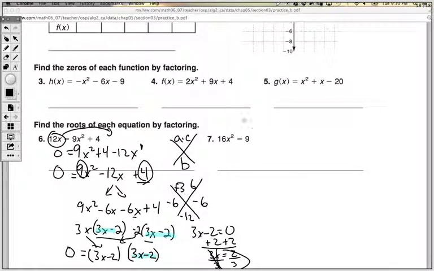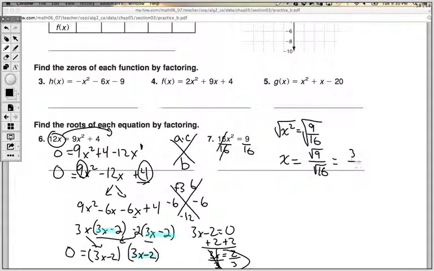All right, now this one, I'm going to cheat. I'm really going to cheat. I'm not going to do the perfect square thing here. I'm going to just say, let's divide by 16. Then I would have x squared equals 9 over 16. I'm going to square root that. And I'll say x equals, well, that's the square root of 9 over the square root of 16. But wait, that's just 3 over 4.